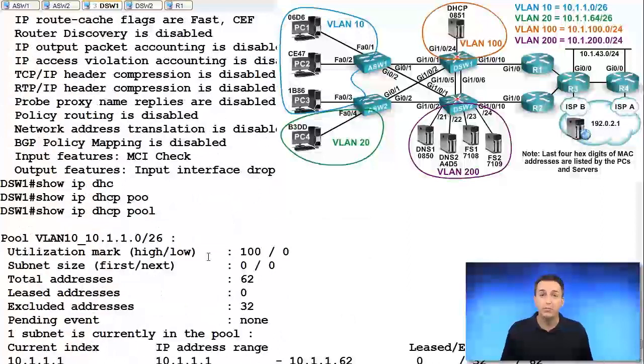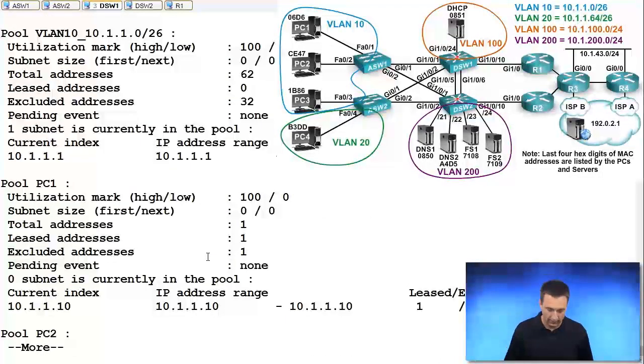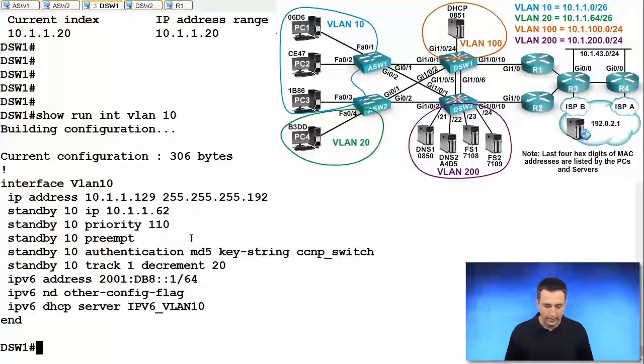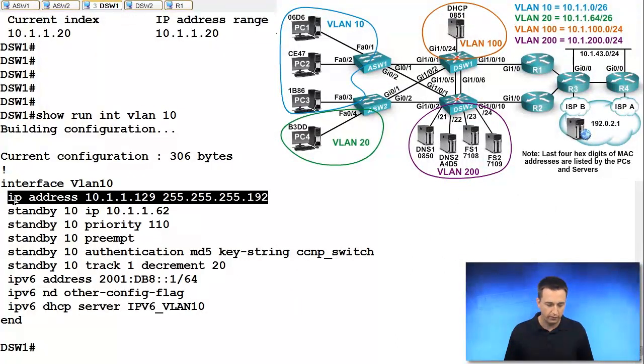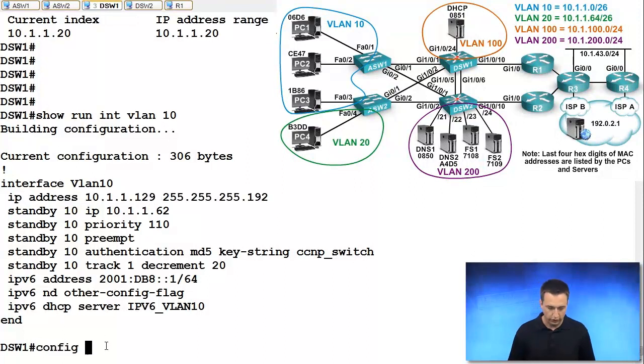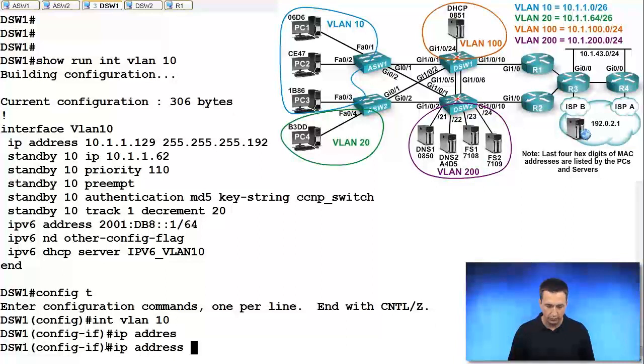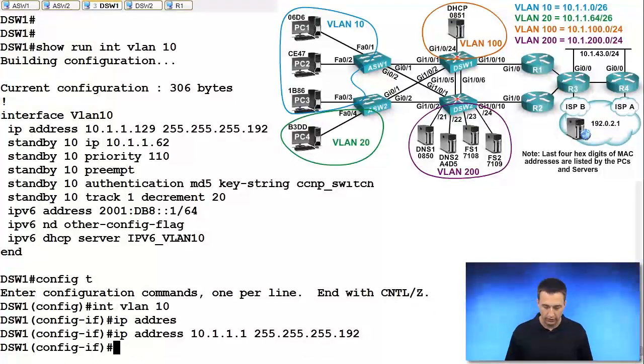We need to fix the problem. So what is the problem? The problem is that the interface isn't addressed correctly. So if we do show run interface VLAN 10, we definitely have the wrong IP address configured. So we'll type in configure terminal, interface VLAN 10, and the IP address is supposed to be 10.1.1.1, 255.255.255.192. As soon as we hit enter, let's go back to PC1.